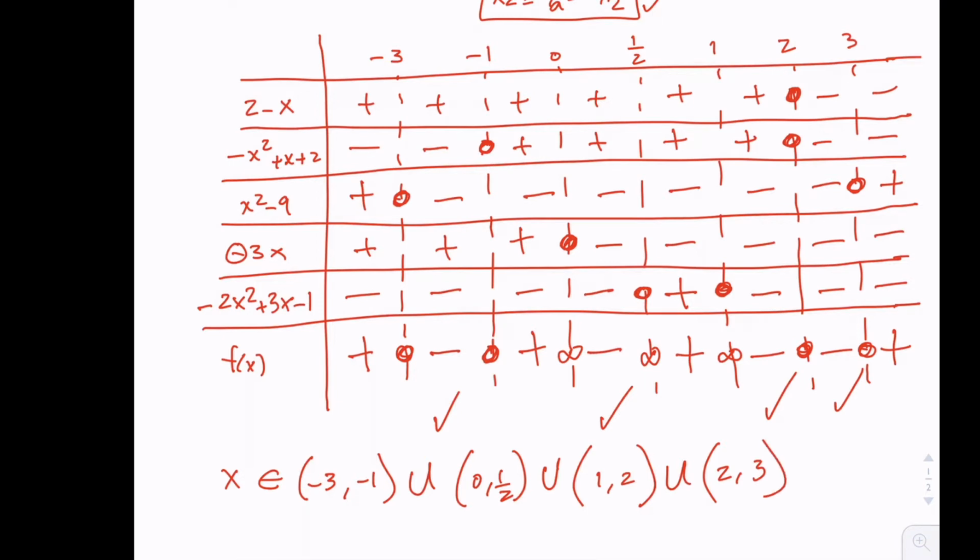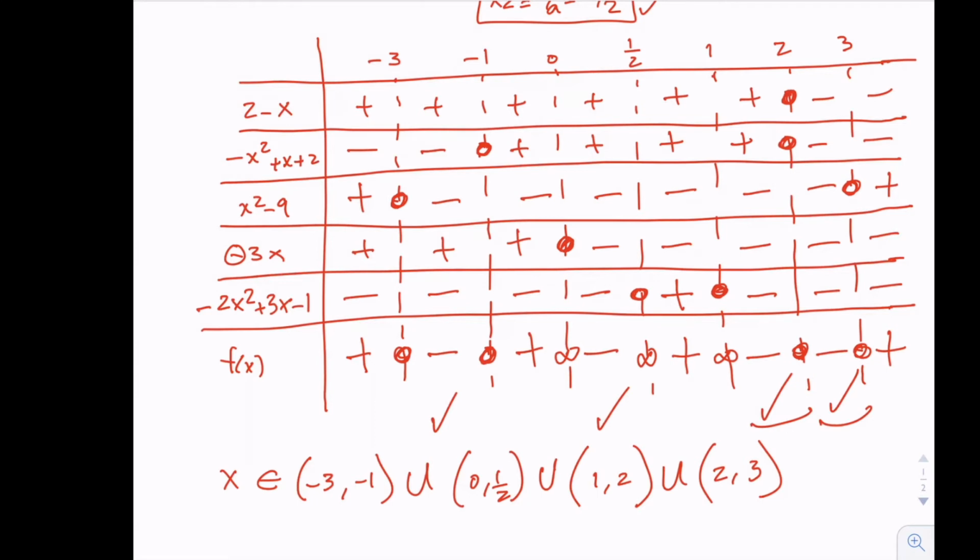Just note that although these two adjacent intervals are both answers, I cannot just write 1 to 3 because that will include 2, but at 2 the expression is 0. So we only want to find the intervals that the expression is negative, not 0. So now we can also have an interesting observation here.